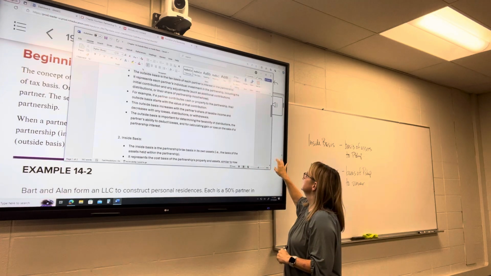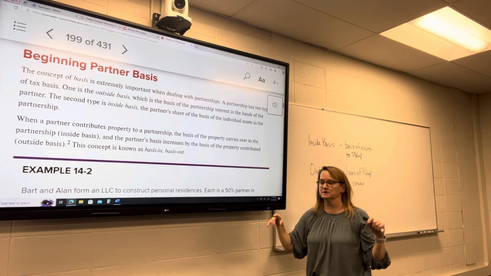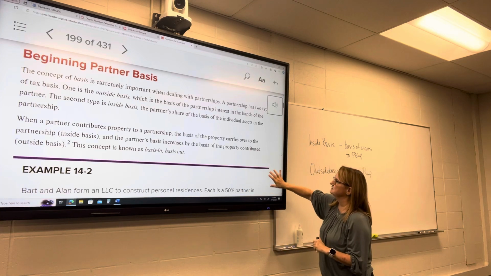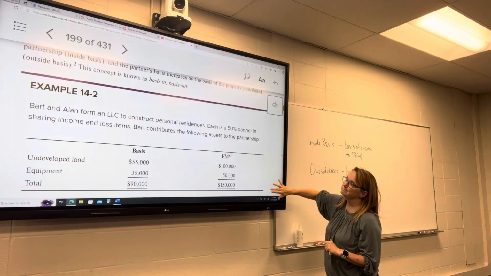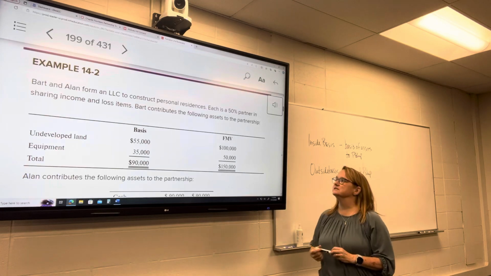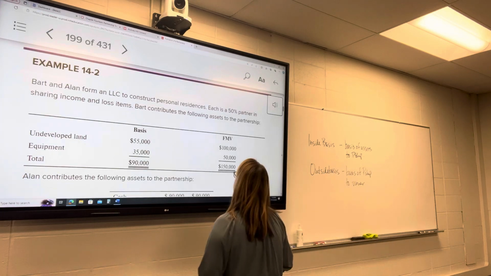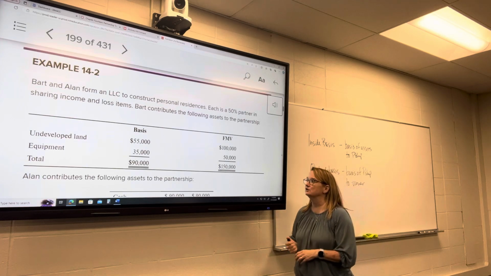All right. Make sense? Hopefully that kind of helps as well. I just don't think they go into enough detail on that here. So here's an example. Bart and Alan form an LLC to construct personal residences. Each one is a 50% partner in sharing income and loss items.